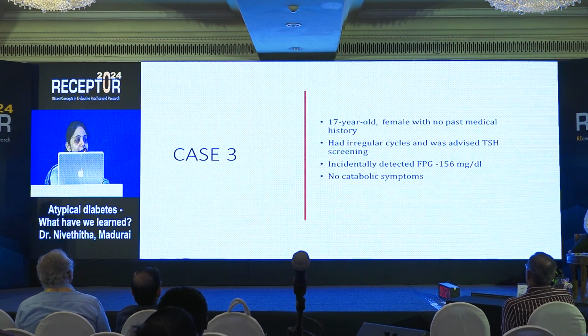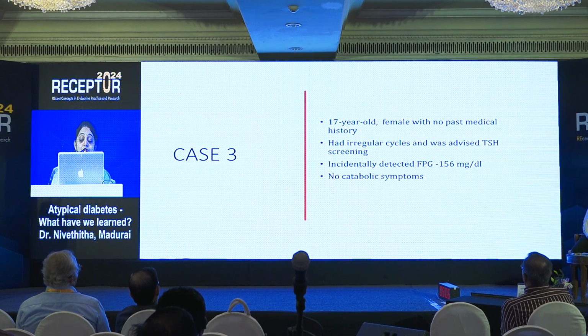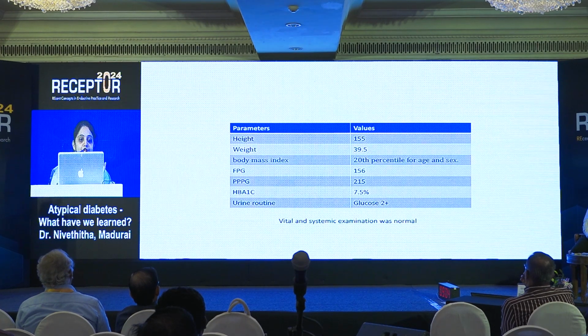Now coming to case 3. We have a 17-year-old female with no past medical history and she's completely normal. Since she had irregular cycles, TSH screening was done in a fasting state, which incidentally picked up a fasting plasma glucose of 156. Otherwise she's completely normal. Her BMI is normal, only 20th percentile for age and sex. The fasting is 156, postprandial is 215, HbA1c 7.5, urine has glycosuria, and the rest of the examination is normal.